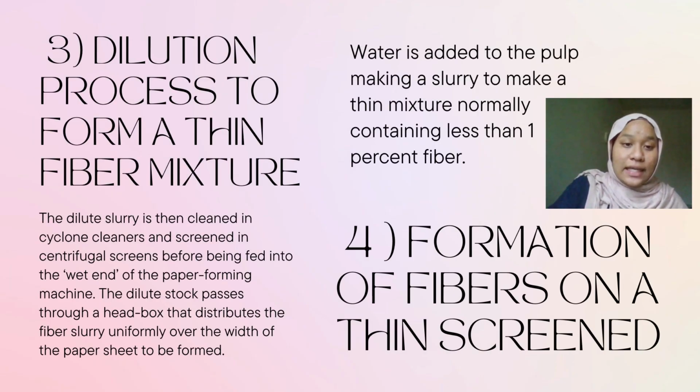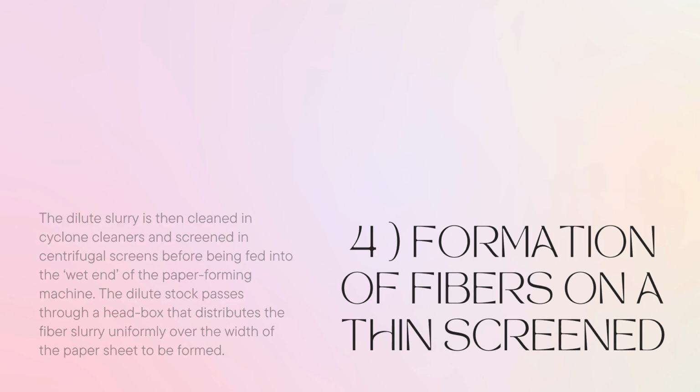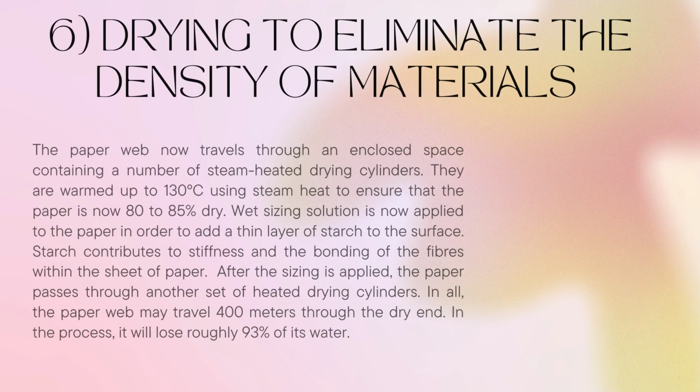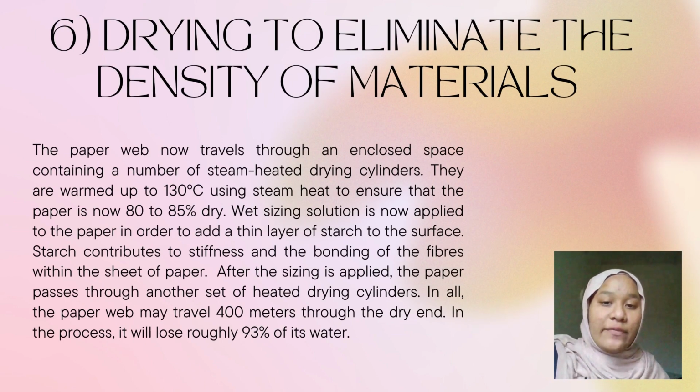Next is the dilution process. To form a thin fiber mixture, water is added to the pulp to make a pulp slurry, normally containing less than 1% fiber. Next step is the formation of fibers on a thin screen. The dilute slurry is then cleaned in cyclone cleaners and screened in centrifugal screens before being fed into the wet end of the paper forming machine. The dilute stock passes through a head box that distributes the fiber slurry uniformly over the width of the paper sheet to be formed.